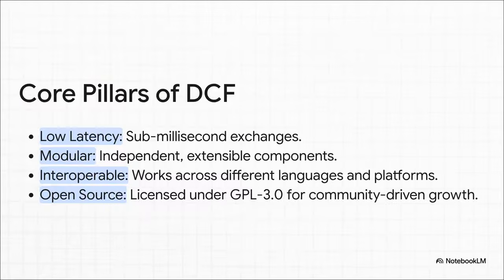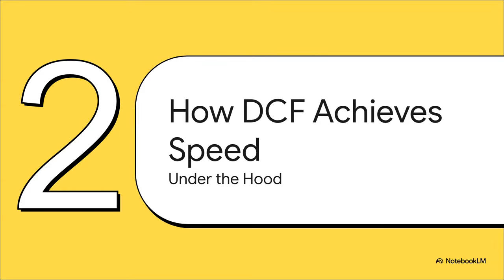The whole point of DCF is to make data exchange just incredibly fast, totally modular, and able to work with pretty much anything. Okay, let's break down its core pillars, because this is where you really see its power. First up, low latency. We're talking sub-millisecond exchanges here. That is just exceptionally fast. Second, it's modular. You should really think of this like building with Legos. You can just snap components in and out without having to tear down the whole thing. Third, it's interoperable. This thing speaks a ton of different programming languages and works on basically any platform you can think of. And finally, it's open source, GPL 3.0, which is all about transparency and letting the community drive it forward.